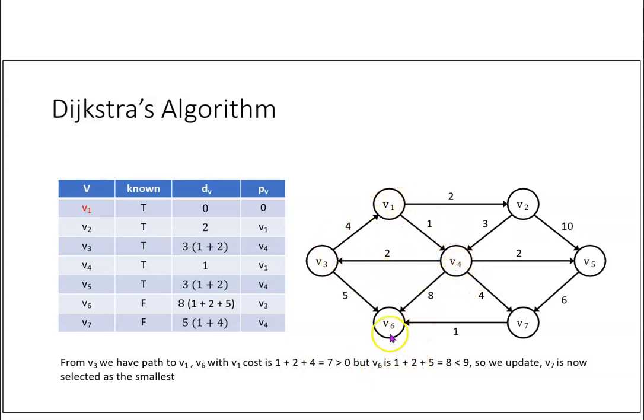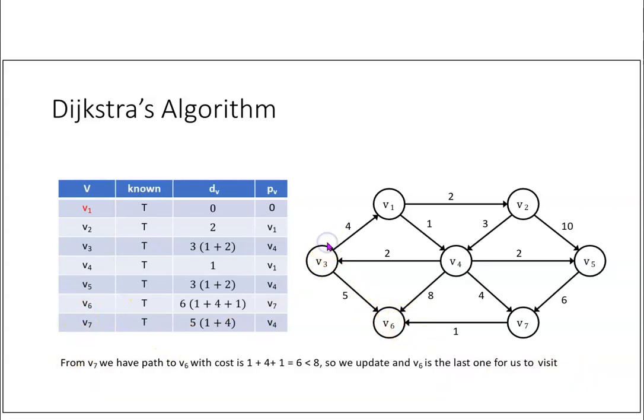Where's V6? 1 plus 2 plus 5 equals 8, which is less than 9, so we're going to update V7 now. From V7, we have a path to V6, right? With the cost of 1 plus 4 plus 1. That's 6, it's less than 8, so we're going to update it again.